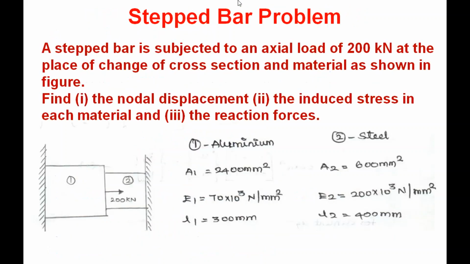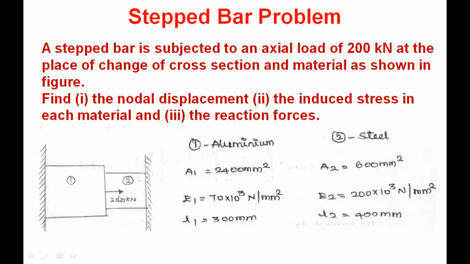Now we will consider a stepped bar problem. Through this problem, we are going to understand the steps followed in the finite element method. A stepped bar is subjected to an axial load of 200 kN at the place of change of cross section and material as shown in the figure.